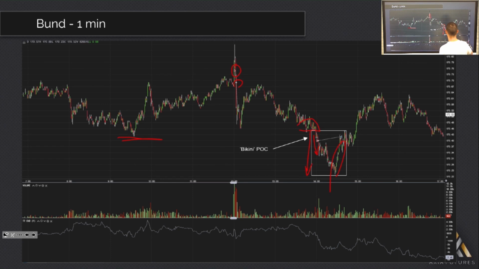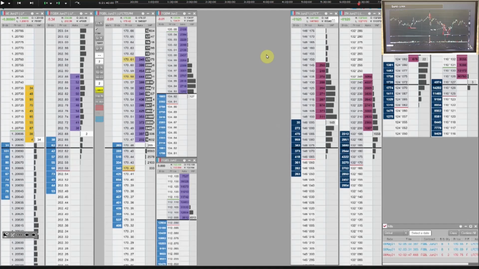And we're going to look at what the price action was like here and what that tells us about how the market will respond when it gets back to that bikini pop. So without further ado, let's jump into the ladders.